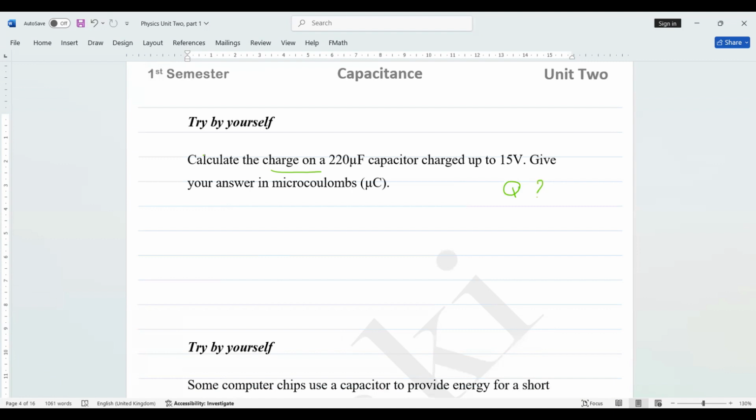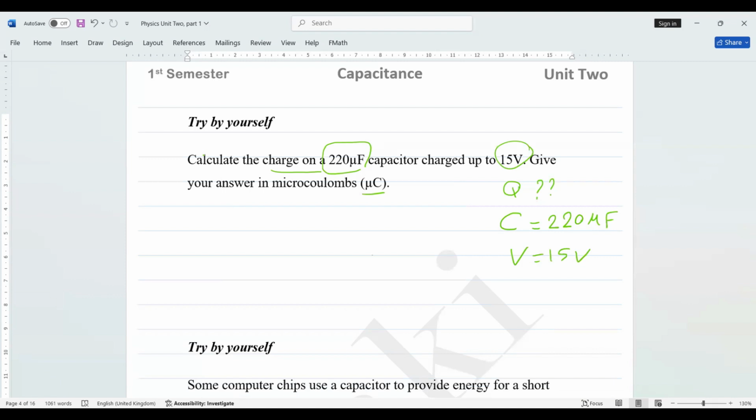A 220 microfarad capacitor. Then we have the capacitance C, 220 microfarad, charged up to 15 volt. V equals 15 volt. Give your answer in microcoulomb. Okay, so we leave the capacitance in microfarad.